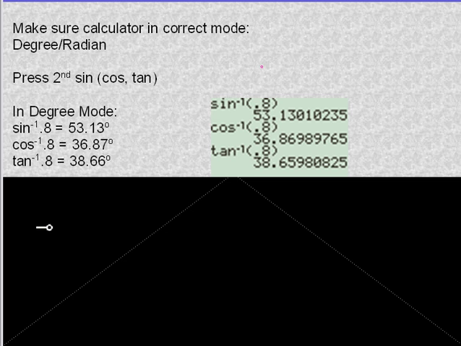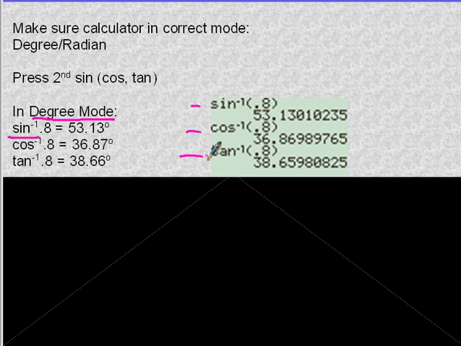All right, so for the three main functions, sine, cosine, tangent, the inverse functions are pretty straightforward. You hit your second sine, cosine, or tangent to bring up the inverse function, put in the ratio that you're looking for, and make sure you're in the right mode. So for degree mode, inverse sine of 0.8, you're going to get your answers in degrees, so you do have to be careful you're in the right mode.